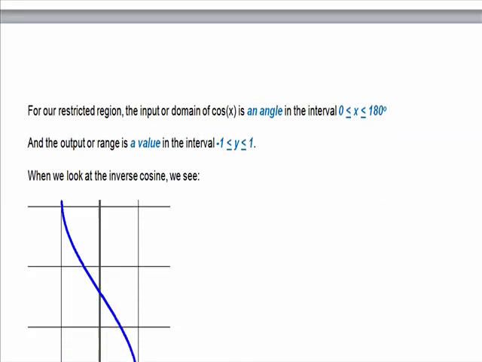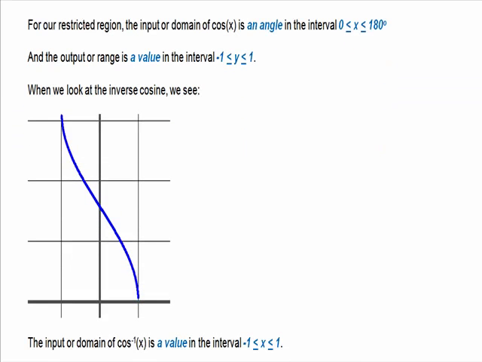So, kind of saying what we've said here, moving forward. For our restricted region, the input or domain of the cosine of x is an angle in the interval between 0 and 180 degrees inclusive. And the output of the regular cosine function is going to give us a value between -1 and 1. So the x's in regular cosine are 0 to 180, and then the output values are -1 to 1.